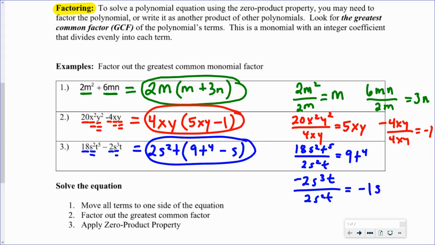All right, so I'm going to stop this video here. And then what we're going to do in the next video is we're going to see how we can take and apply this idea to solving equations.